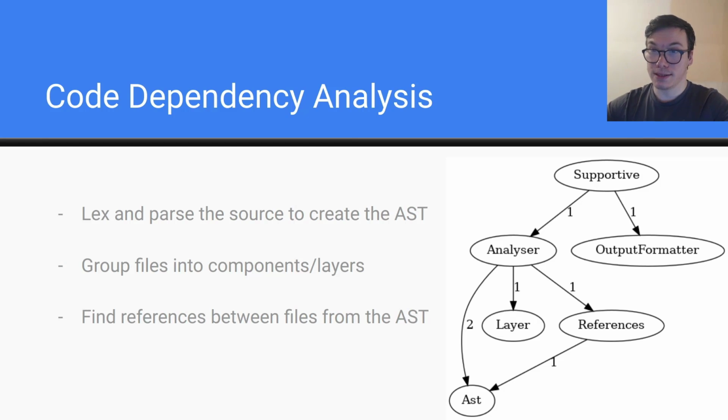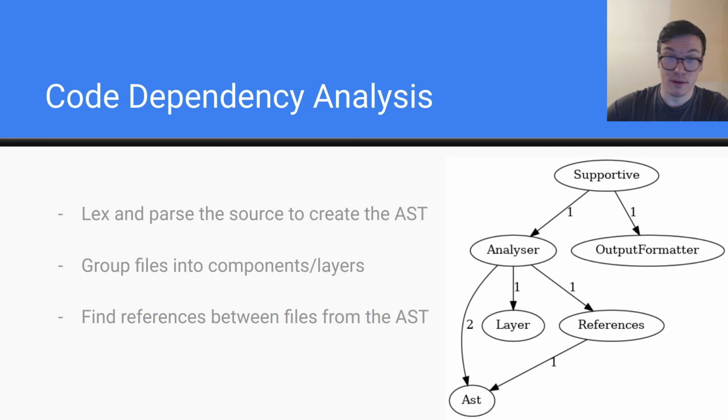Well, now we can make some inferences about what holds true, right? So if I make a change in the supportive component, it's not going to affect anything in the references component, right? So I don't need to run my unit tests for references if I'm just making changes in the supportive component. It doesn't make any sense, because there is no way that those changes could affect the code in references. On the other hand, I need to test my supportive component quite extensively.